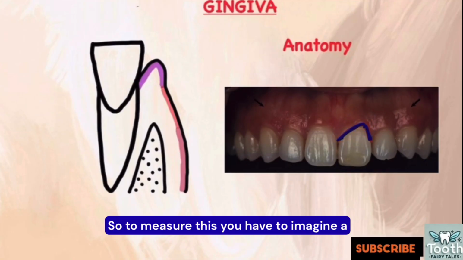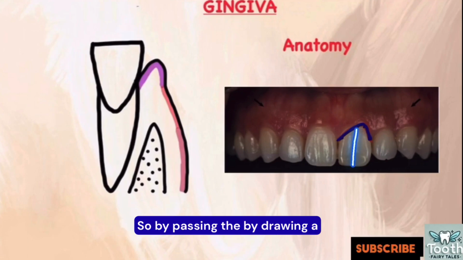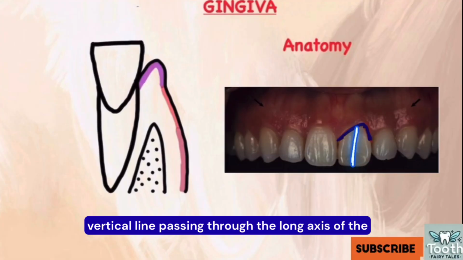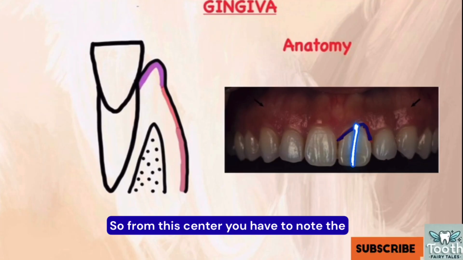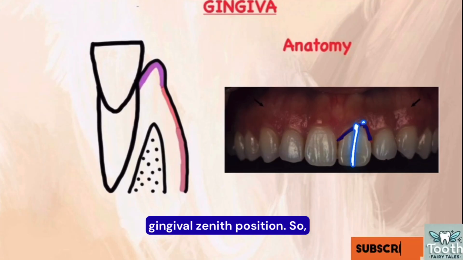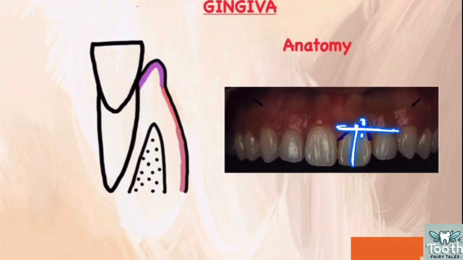To measure this, you have to imagine a vertical line passing through the tooth long axis and note the gingival zenith position. By drawing a vertical line passing through the long axis of the tooth, the center of the gingival margin is located. From this center, you have to note the gingival zenith position, whether the gingival zenith is above this line or below this line.